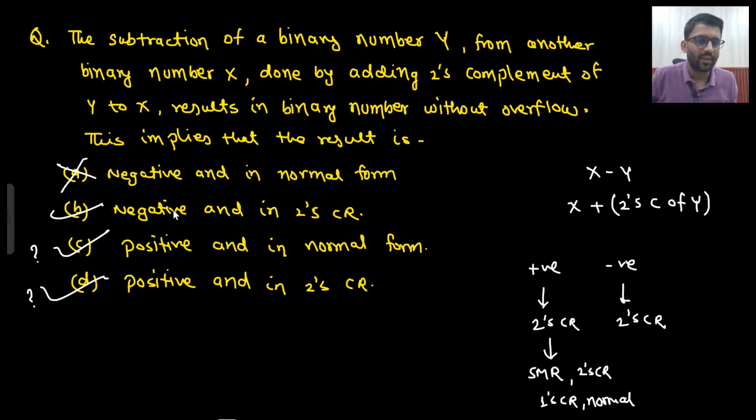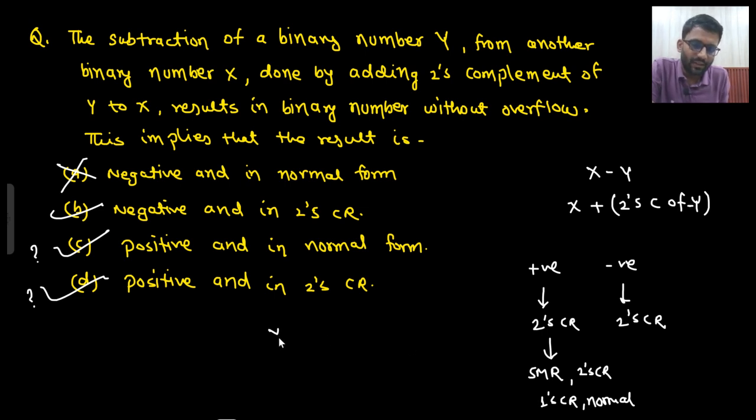Now someone will have one doubt here: sir, you are doing x plus 2's complement of y. This is what is written. It's done by adding 2's complement of y to x. But here it should be written 2's complement of minus y, not 2's complement of y. It should be written in that manner, no? That it is done by adding 2's complement of minus y to x.